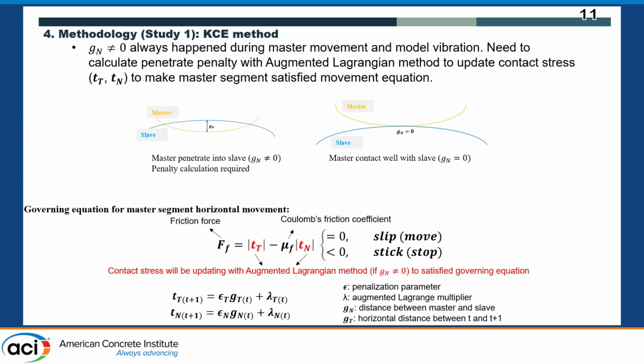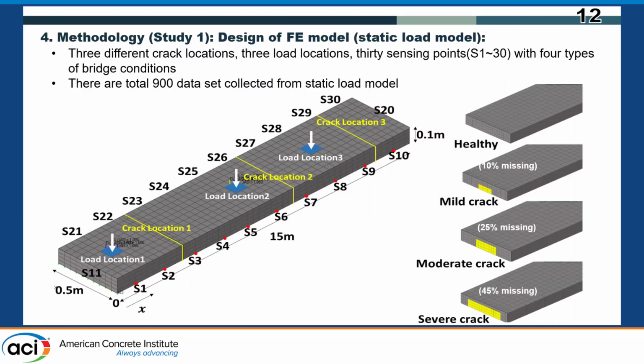So our FE model with actual moving load can be developed, because one of our targets is to compare the static load and moving load. This is our initial static load model, and we designed 4 different severities, depending on what percentage is missing in the section view. For example, 10% missing means mild crack, 25% missing is moderate crack, and 45% missing is severe crack. We have 30 listening points in total, which means sensor locations. And we try 3 different load locations and 3 different crack locations.